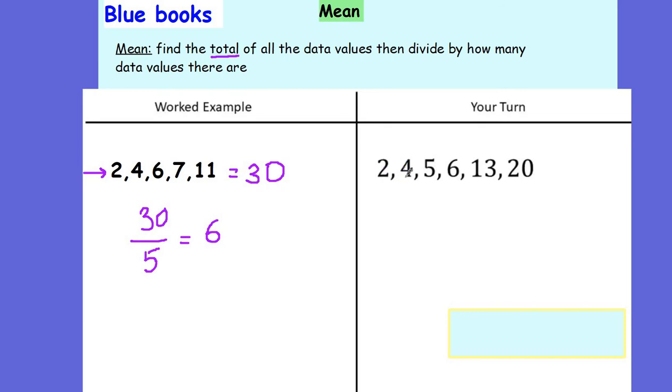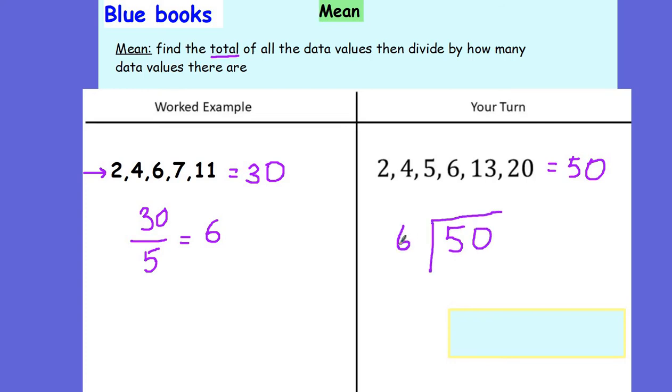2 plus 4 gives me 6, 6 plus 5 gives me 11, 11 plus 6 will give me 17, 17 plus 13 is going to give me 30, and 30 plus 20 gives me 50. So my total of all these values is 50. I now need to divide by the number of values I have. I have 1, 2, 3, 4, 5, 6 values.